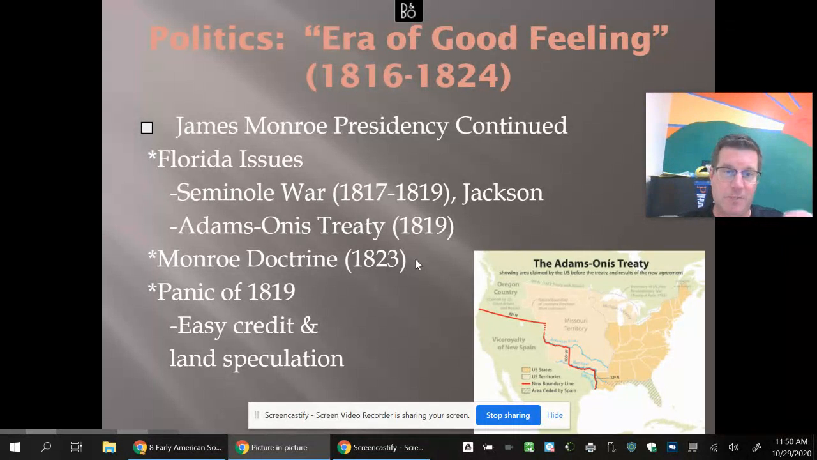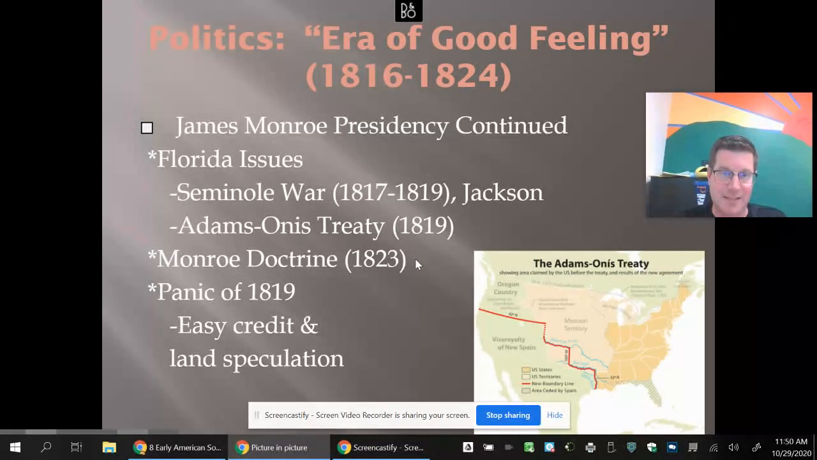James Monroe made a speech in 1823. Here's what he said. He said, Europeans, you need to stay out of the Americas. Why do they need to stay out of the Americas? Because a lot of the Central and South American countries had just declared their independence from Spain. So by 1823, places like Argentina, Venezuela, Bolivia, all these places had just declared their independence from Spain, and Spain was not going to take them back.